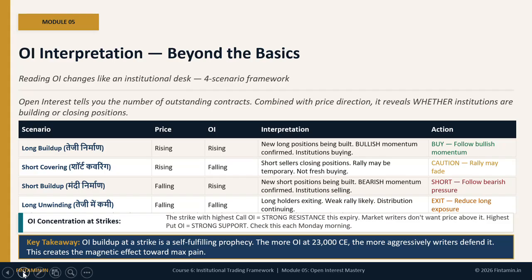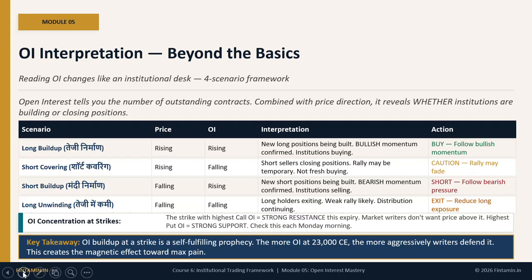Third one is price falling plus OI rising. Short build up. Fresh short positions being built. Institutional distribution. Genuine bearish momentum. Follow the downside. Next is price falling plus OI falling. Long unwinding, long holders are exiting. Selling pressure but no fresh shorts being added. Market may stabilize soon. Watch for exhaustion of selling.